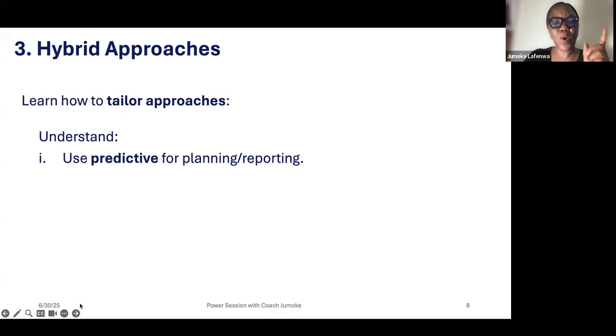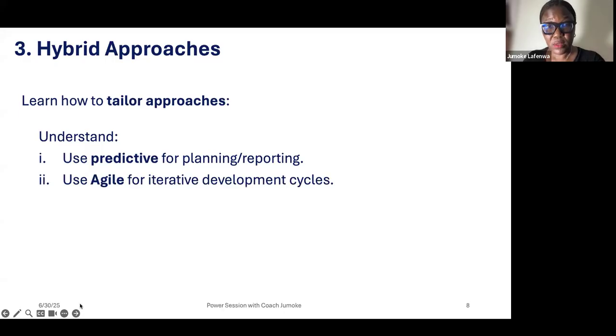So you need to understand, one, that you will use predictive for planning or reporting. If you are answering any questions or you are reading anything that is talking about planning at the beginning, know that it is predictive. Even if it is hybrid, it is the predictive component of the hybrid. So if you have a project, the tailoring part is that you will use predictive to plan the project, the hybrid part. Then you will use agile for iterative development cycles.